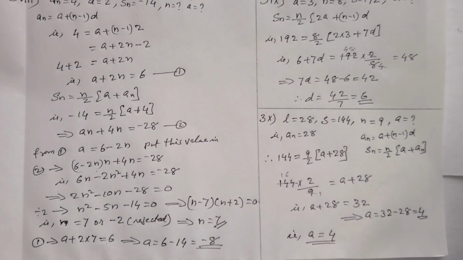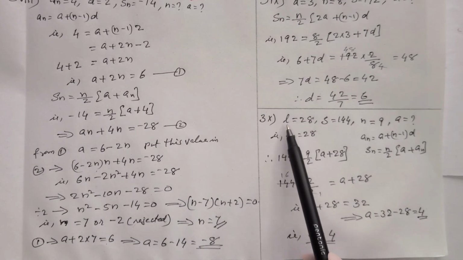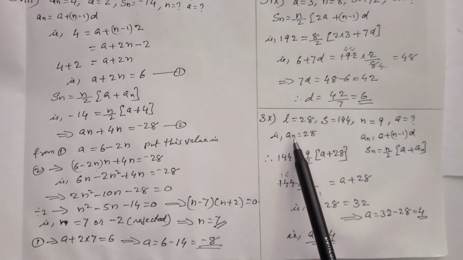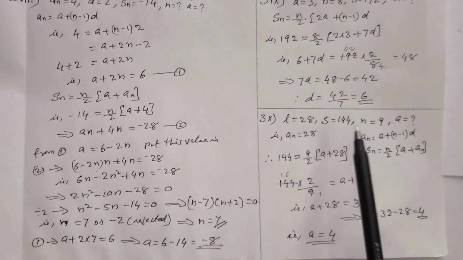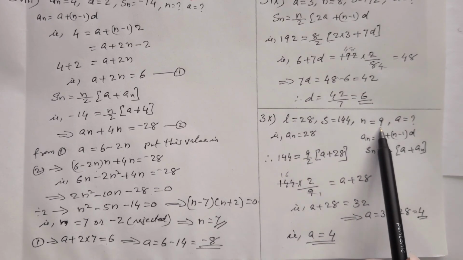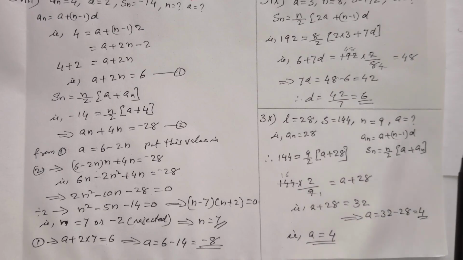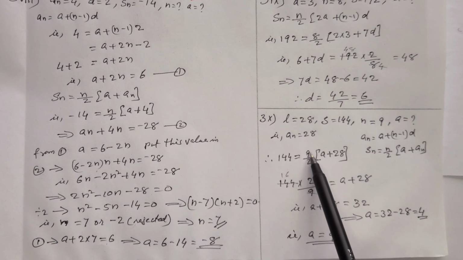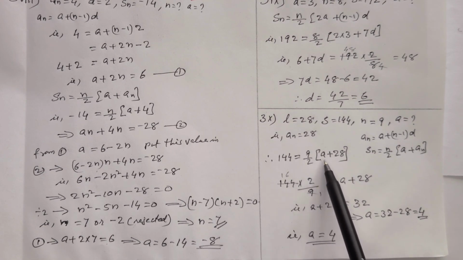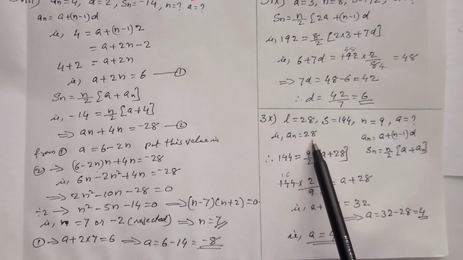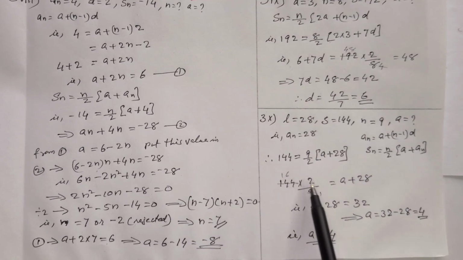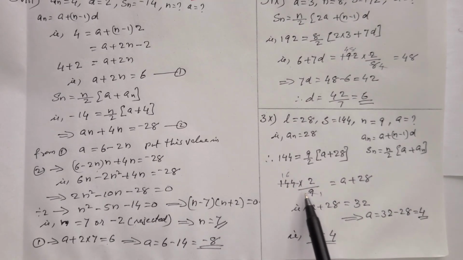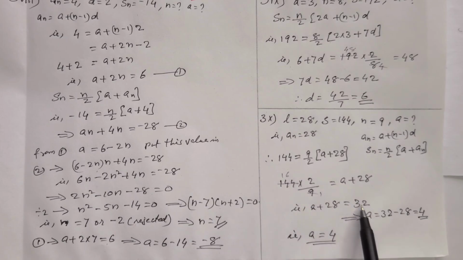Here the question is to find d. In the next one, L means an, the last term. We can put an or L there in the formula. And n is given as 9, so S9 is equal to 144. In that sum formula, 144 is equal to n by 2, so 9 by 2 into first term a plus last term 28. So again cross multiply, 144 into 2 by 9, simplifying here 16 into 2, that means 32. So a plus 28 is equal to 32, a is equal to 32 minus 28, 4.